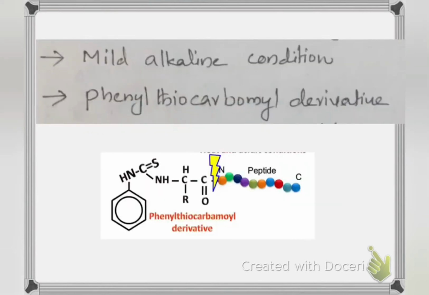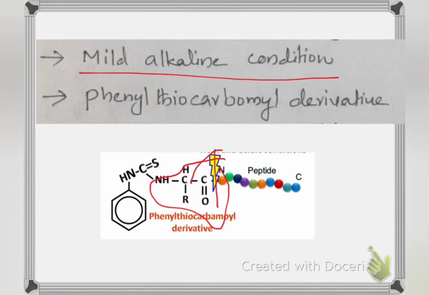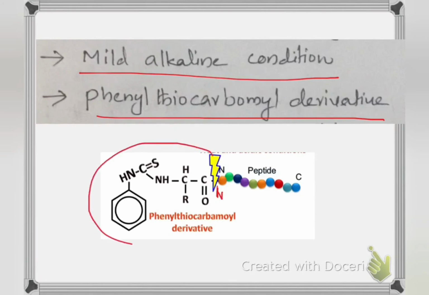In mild alkaline condition, the Edman reagent, phenyl isothiocyanate, reacts with the N-terminal amino acid and binds to it. It is then cleaved, forming a phenyl thiocarbamyl derivative.